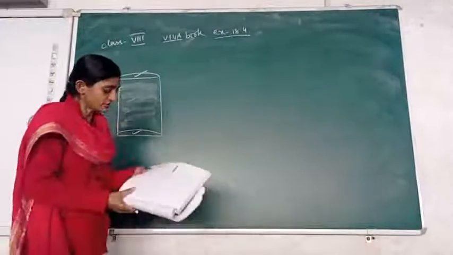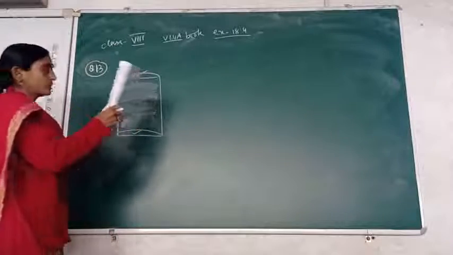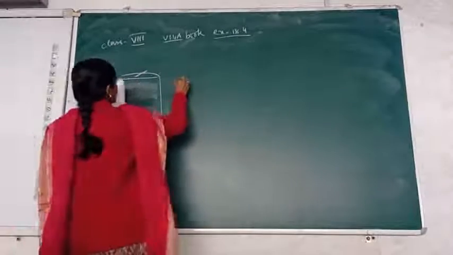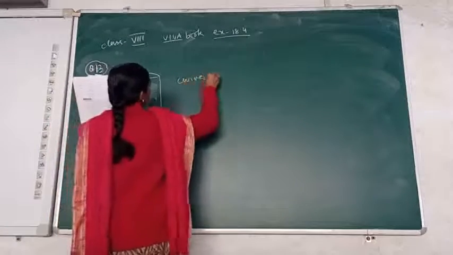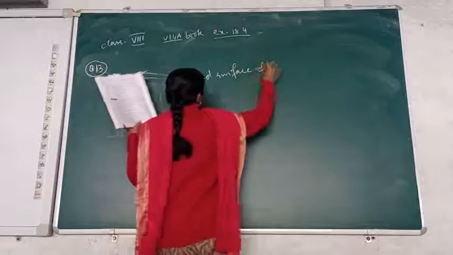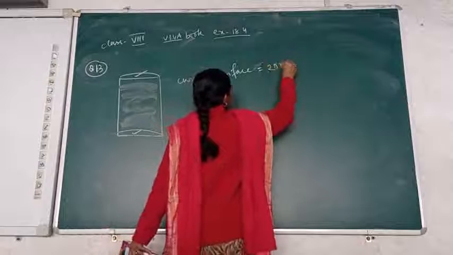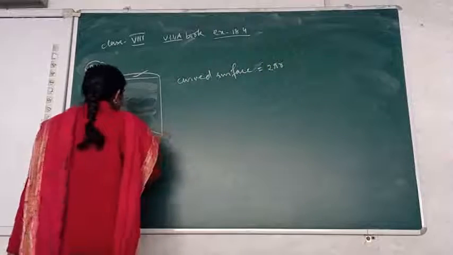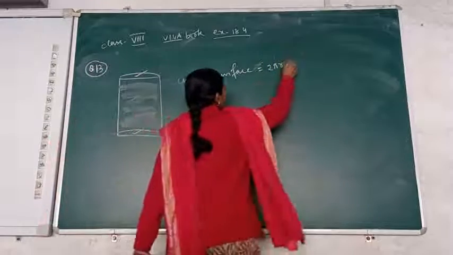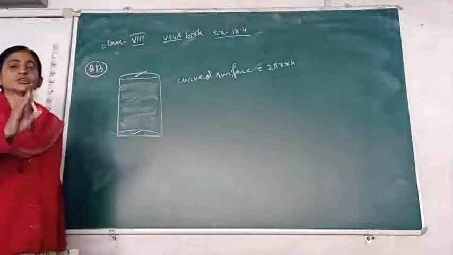Yes, so their ratio has been given as 1:2. So let's solve this one by the formula. Curved surface area equals what? It is 2 pi r. First we are going to consider only the rings, so 2 pi r into h. That is the curved surface area.